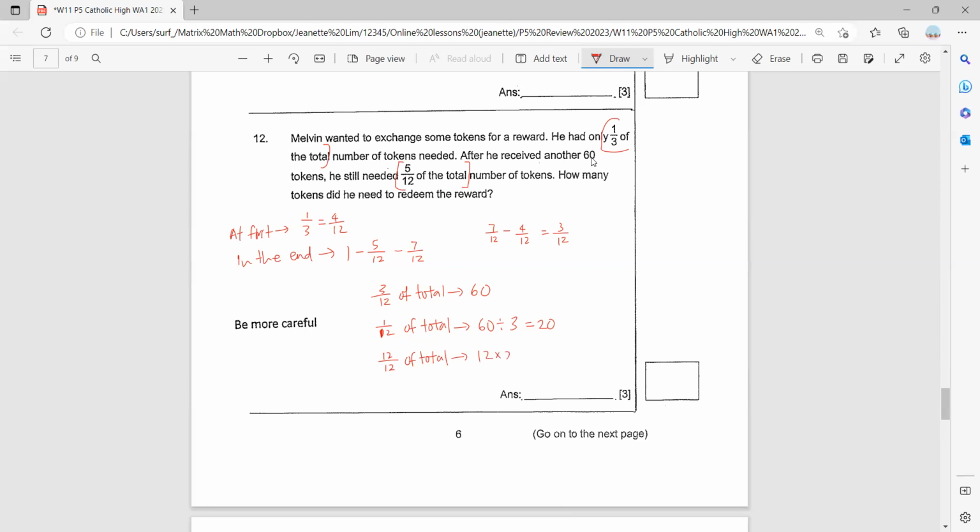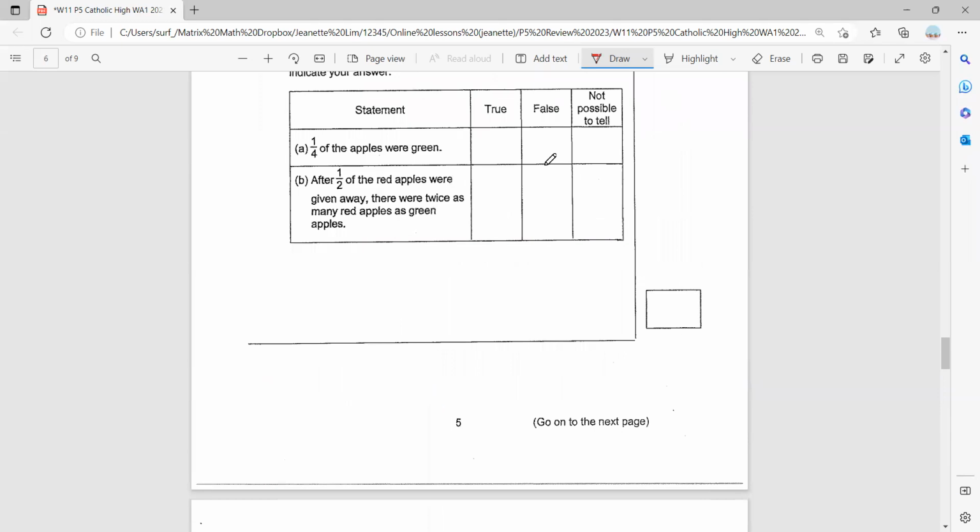So 12 times 20 equals 240. Okay, so let's look at the next one, question 10. True, false question.